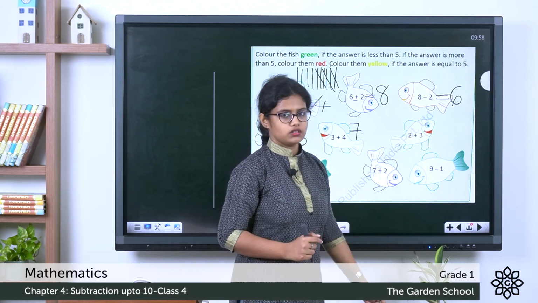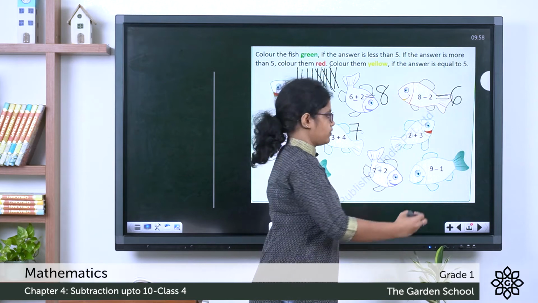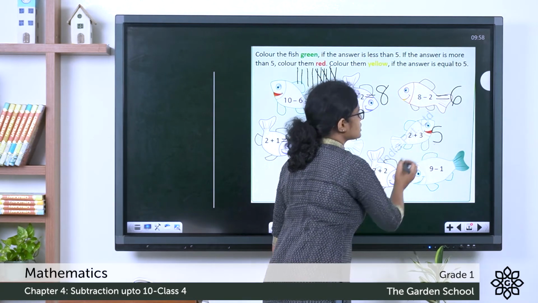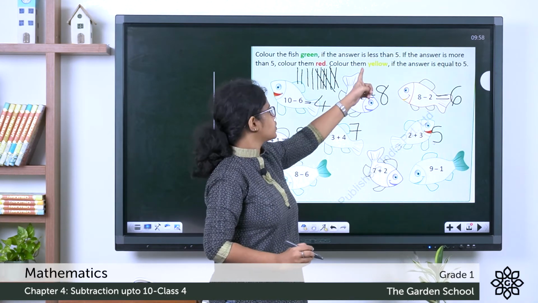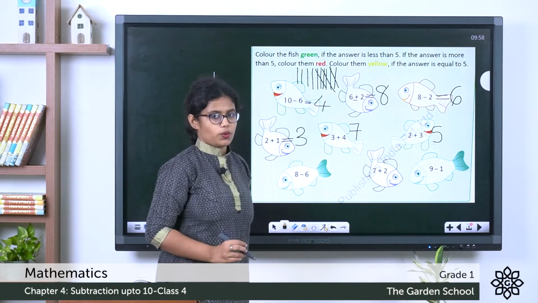2 plus 3. So what is 2 plus 3? 2 plus 3 equals 5. So it is equal to 5. So you have to color the fish yellow. Coming to the next one.